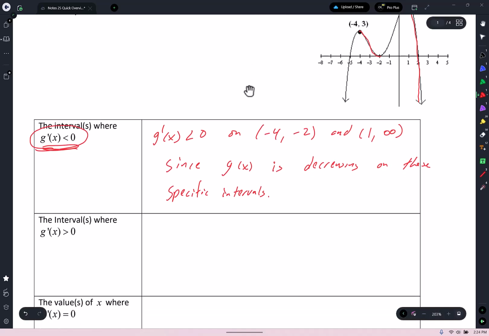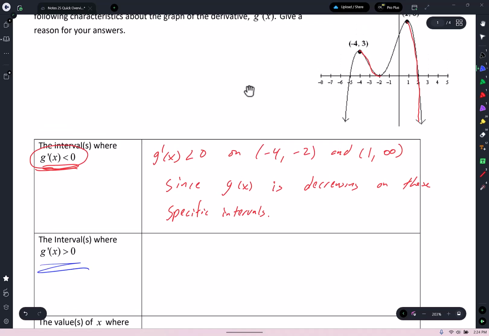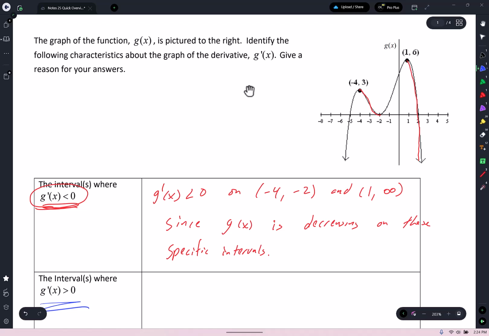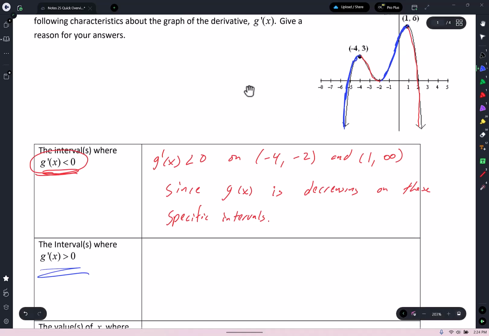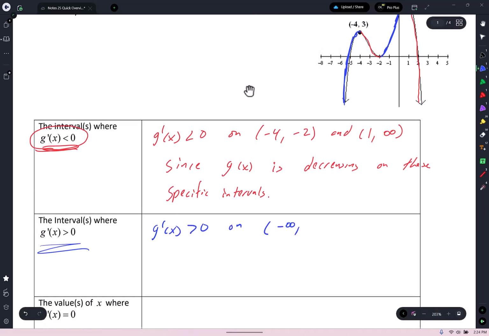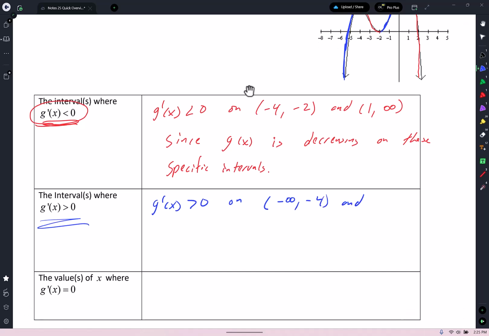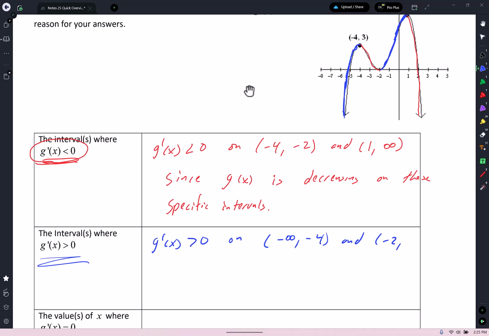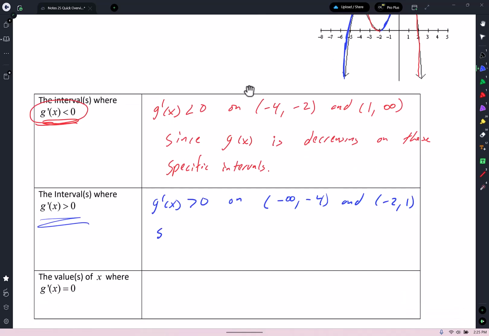All right, and I'm going to go ahead and color code this. So let me write this one in blue. g prime is positive whenever this graph here, which is g, is increasing. Good. So I'm going to write g prime of x is greater than 0 on the parenthesis negative infinity all the way to negative 4, and negative 2 all the way to 1, since g of x is increasing on these specific intervals.